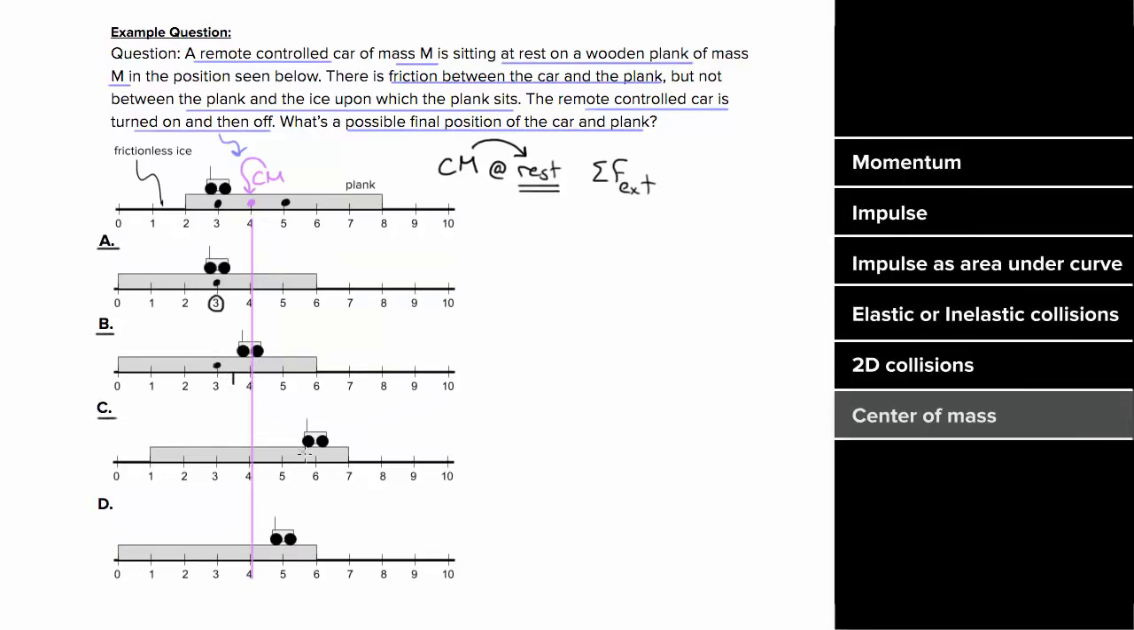Option C has the car at 6 and the center of the plank at 4. This would put the center of mass of the system at 5. That can't be right. We need our center of mass at 4. Option D has the car at 5 and the center of the plank at 3. That puts the center of mass at location 4, just like it was before. So D is a possible solution.